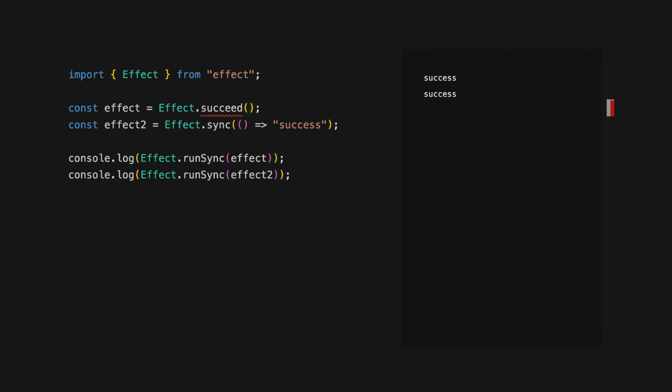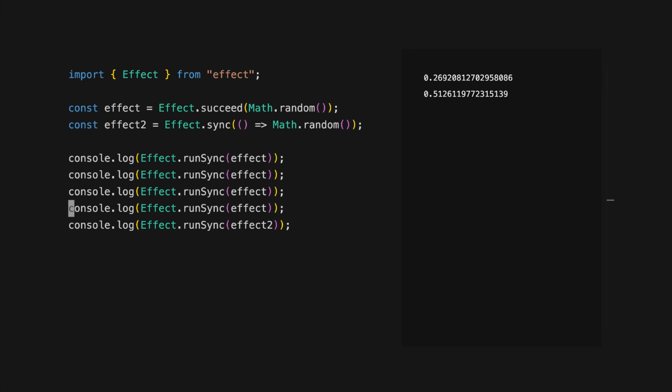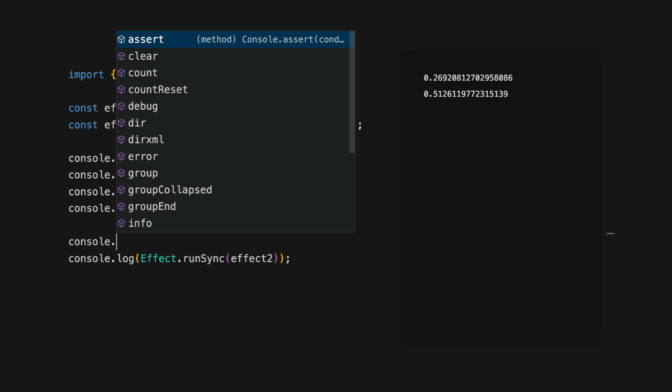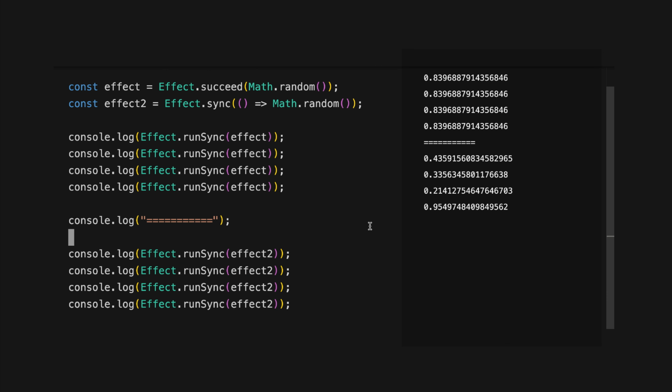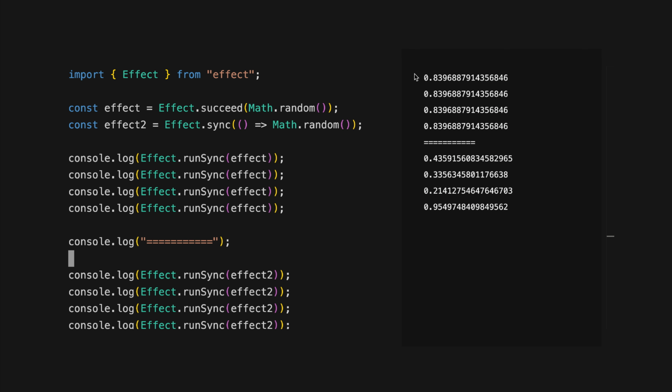Let's say I use math.random, which returns a different value each time it's executed. When running this effect multiple times for effect.succeed and effect.sync, the effect created using effect.succeed returns same result every time. But with effect.sync, each execution yields a different result. In a nutshell, we use effect.sync when we want the underlying value to be executed lazily, and effect.succeed when we do not have that restriction.